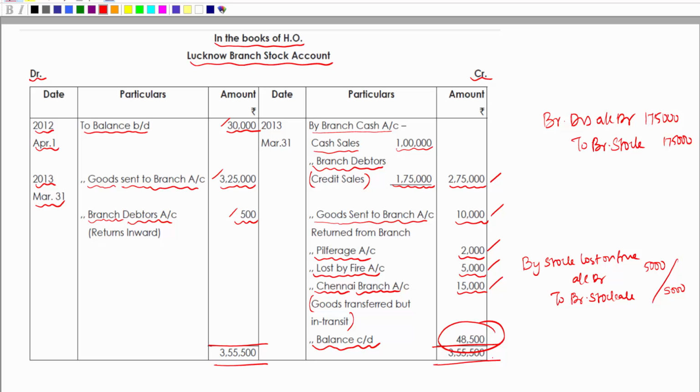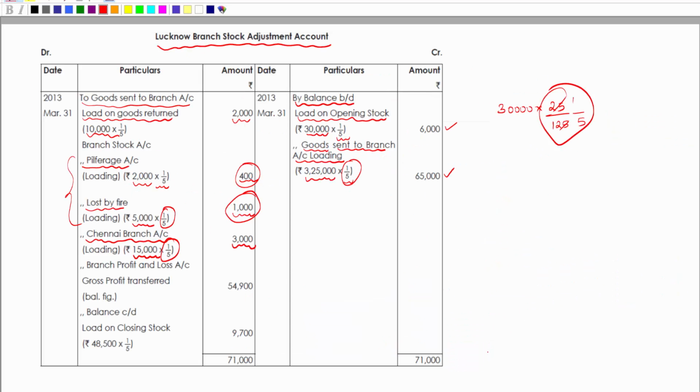Now this closing stock will have a profit element that has to be removed. So we have to debit the branch stock adjustment account with 9,700. So we'll go to branch stock adjustment account. We'll say what is the profit that is loaded on closing stock, that is 48,500 multiplied by 1 by 5, that works out to 9,700. So we'll say to balance carried on, it is loading on closing stock.